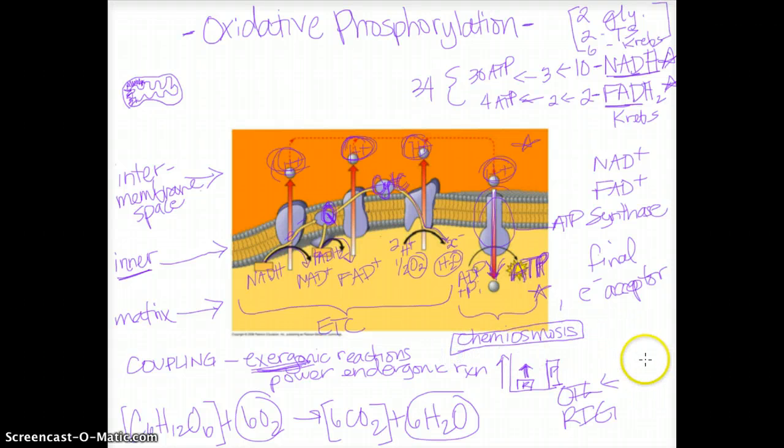And that ATP will then be used to do cellular work. All of the jobs of the cell that need energy, that's what we use it for. So I hope you can use this to your advantage and study for the AP exam and any quizzes and tests that you have coming up.